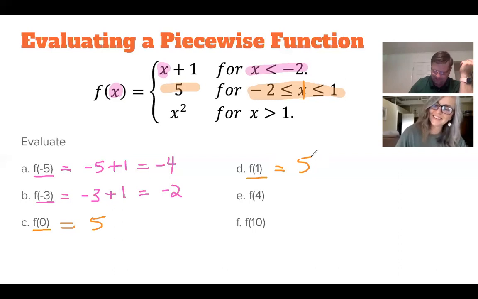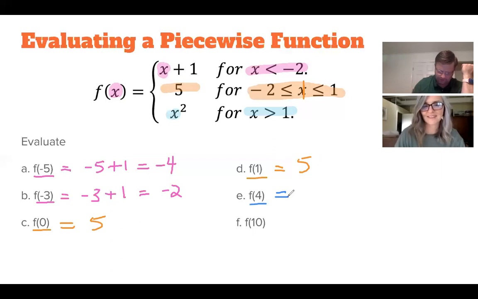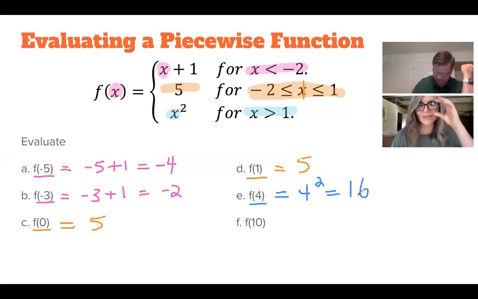I'm going to highlight the last region so I can decide which one I need to use here, because 4 is bigger than 1. What color did you highlight it, Miss Young? Blue. So this one is bigger than 1. So I'm going to do 4 squared, and 16. And this one is bigger than 1, so it's 10 squared, which is 100.